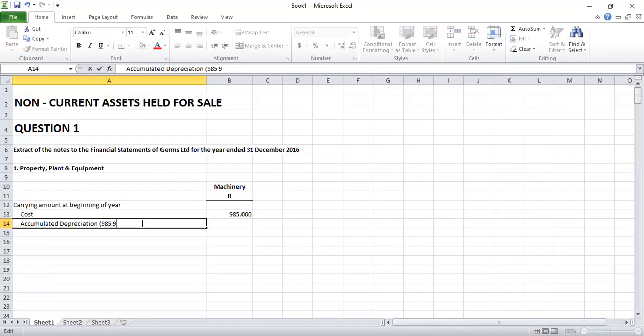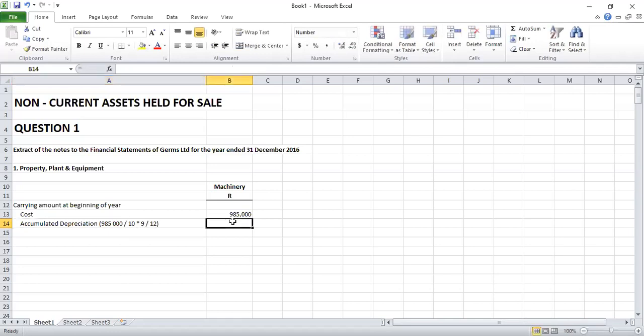So we're going to say 985,000 divided by 10, multiplied by 9, divided by 12. What do we get? 73,875. So that will be our accumulated depreciation for last year. It was bought in the previous financial year to the one that we are currently reporting.